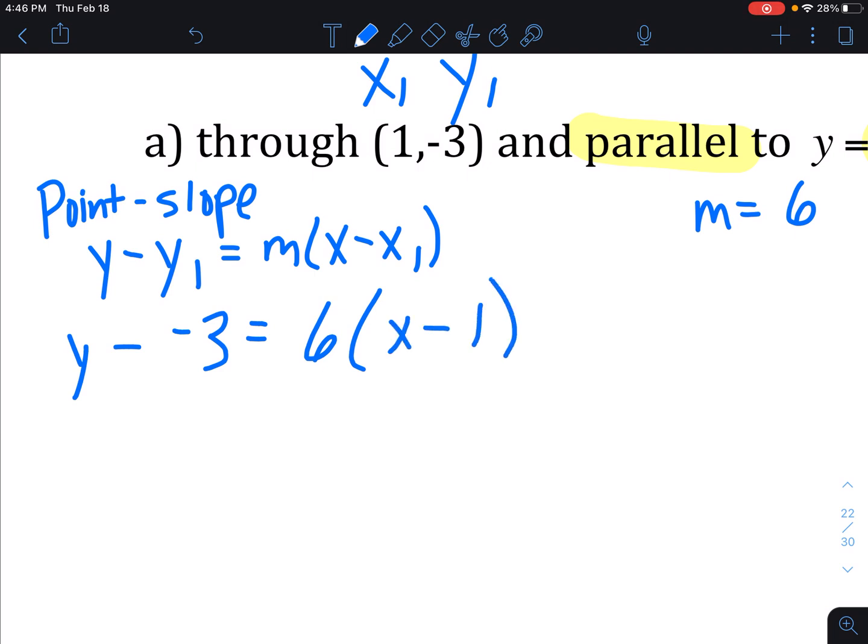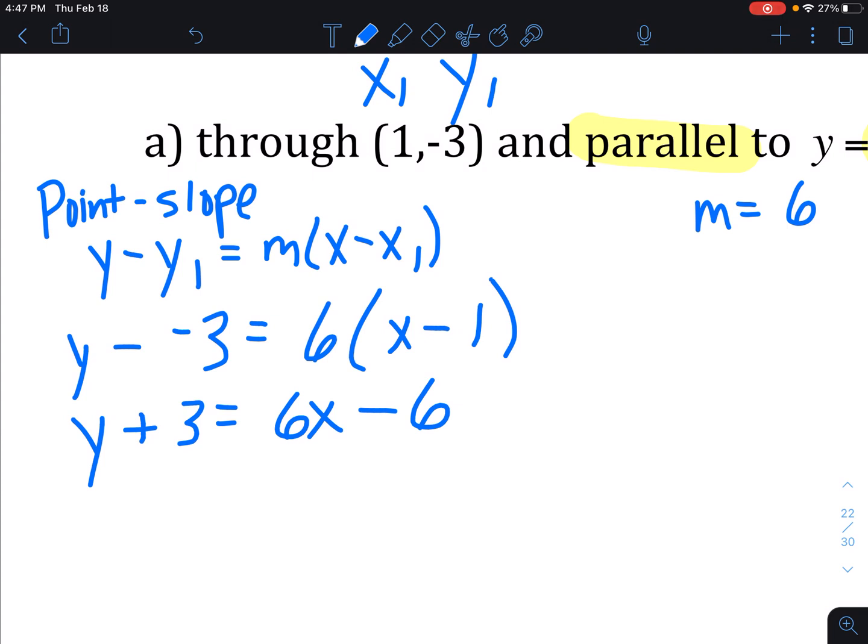Now let's convert this to slope-intercept form. y equals mx plus b. First thing I'm going to do, those double negatives, change it to y plus 3. And then I'm going to distribute the 6. 6 times x, and then 6 times negative 1 is minus 6.